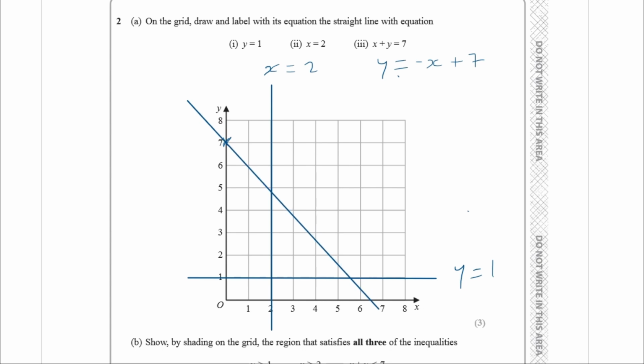So this line should look a little bit like this. Actually, this is really good. And we can label that as well. This is negative x plus 7. So now we've drawn our 3 lines.